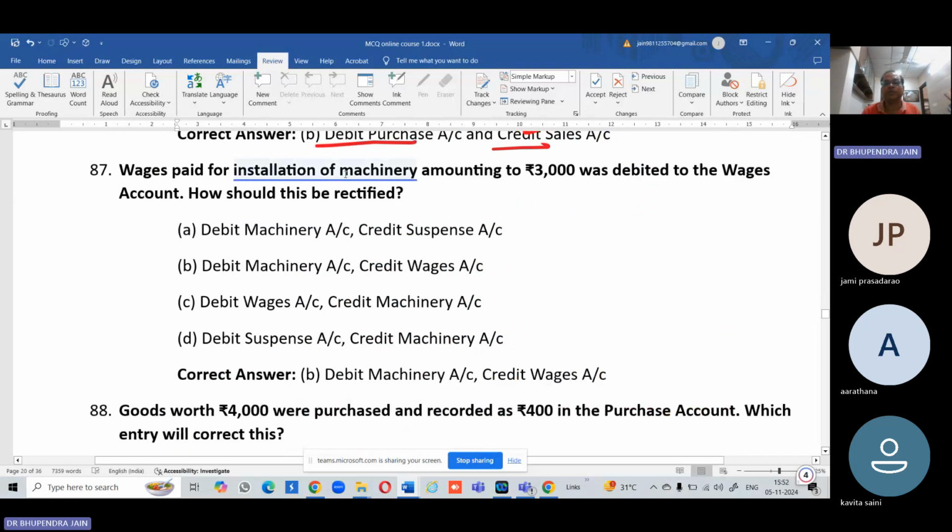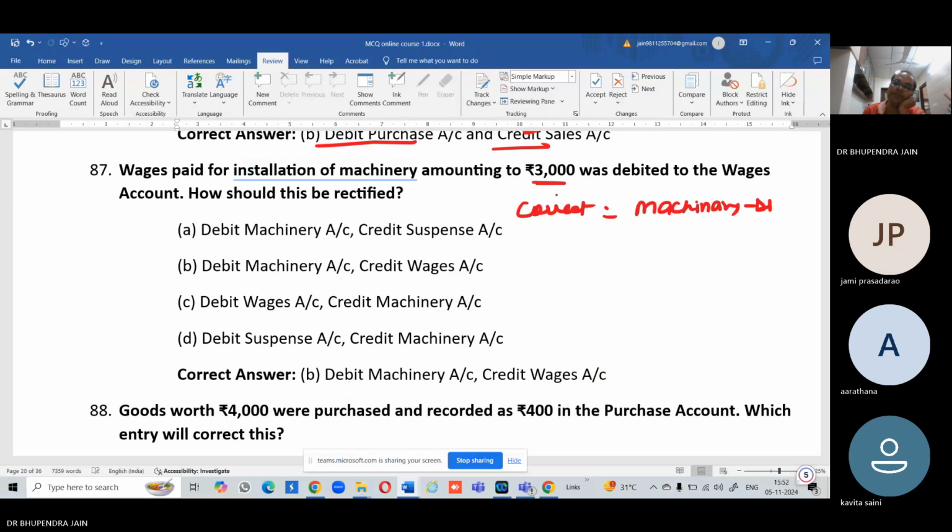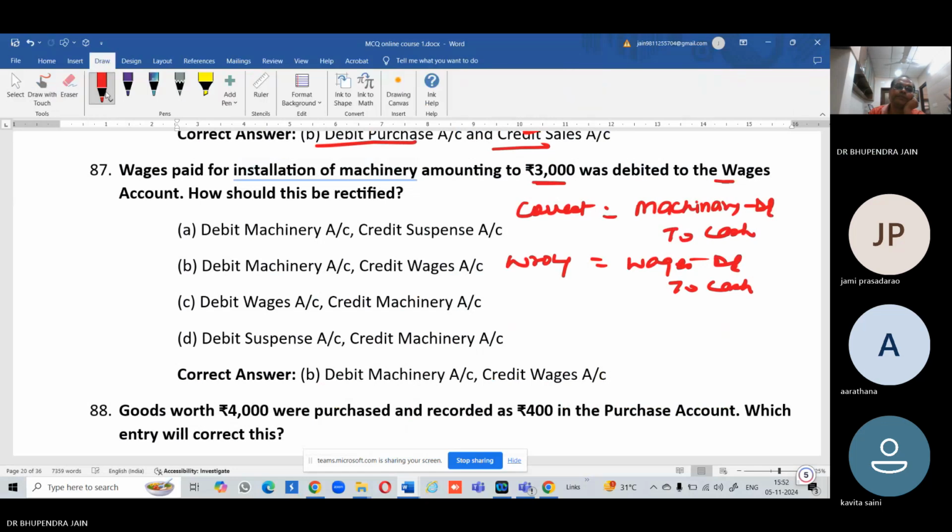Wages paid for installation of machinery amounted to 3,000. What should be the correct entry? The correct entry should be machinery account debit to cash. It was debited to the wages account. What is the wrong entry we have passed? We have passed wages account debit to cash. So there is no problem with cash. Cash is correct in both cases.